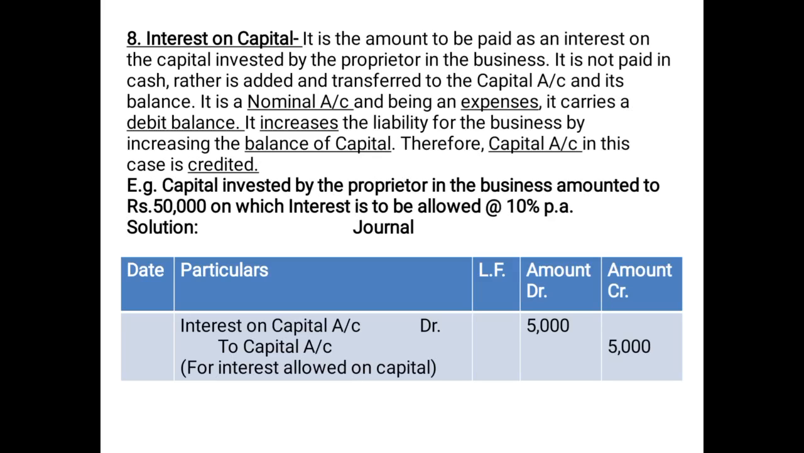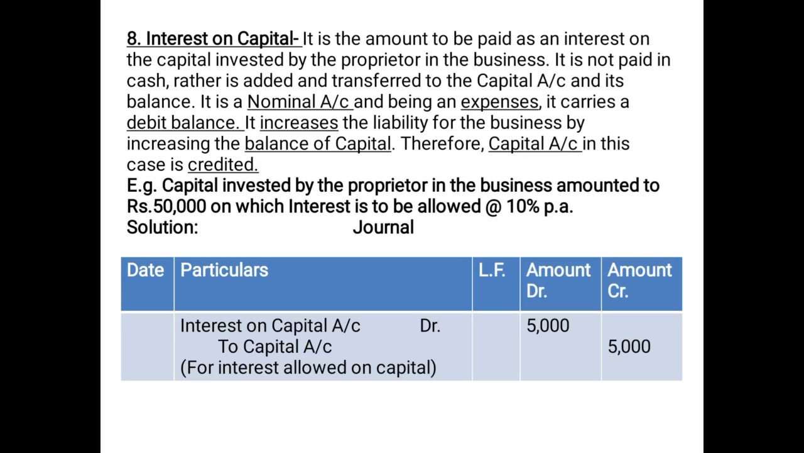Moving ahead to interest on capital. What is a capital? Capital is the amount invested by the proprietor in the business. So whenever the businessman or the proprietor invests a certain amount of money in the business as capital, he is entitled to receive a certain amount of interest on such capital for parting with his money, for blocking his money in the business. It is the amount to be paid as an interest on capital invested by the proprietor in the business. This interest is paid by the business to the businessman. Therefore, it is an expense for the business and it will be debited.